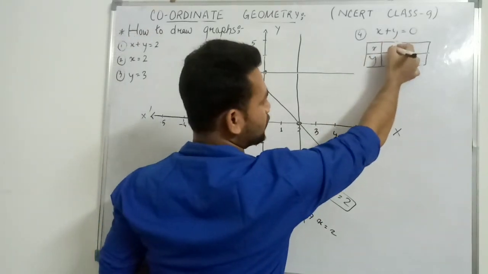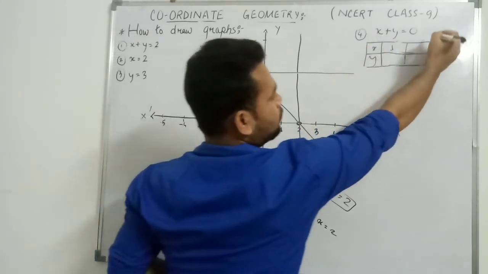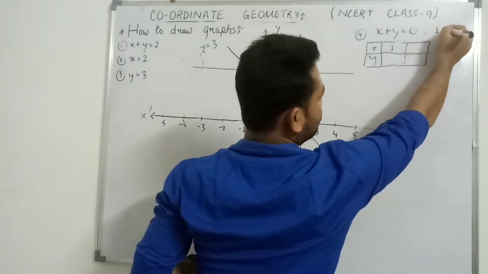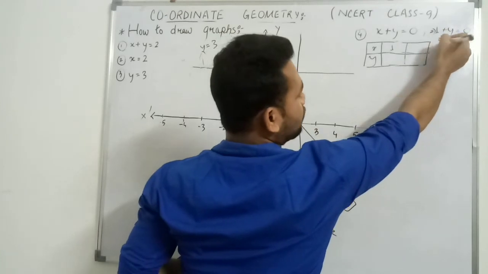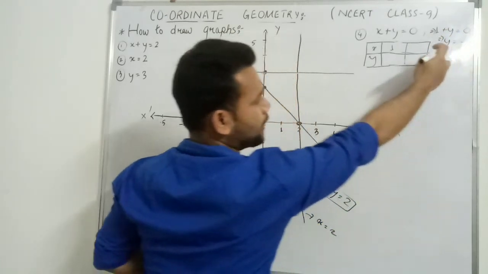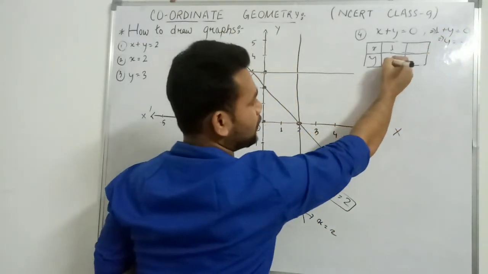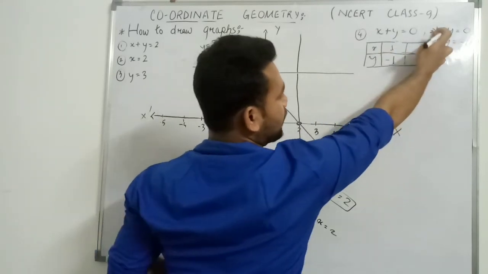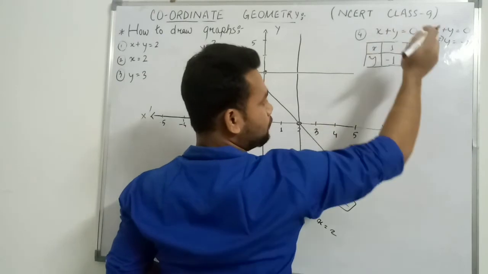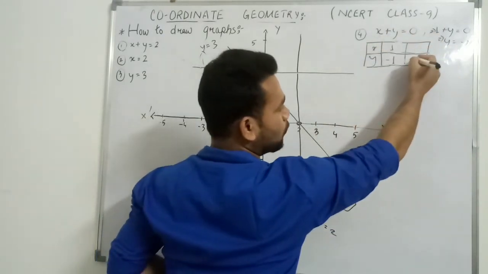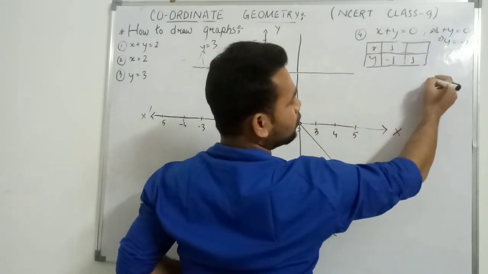Suppose x का value 1 put कर दिया. अभी x का value 1 put करने से देखिए, x का value 1 put कर दिया तो plus y equal to कितना होगा? 0 हो गया ना. तो मतलब y is equal to what? Minus 1. तो y कितना मिला? Minus 1. जब x 1 होता है तो y कितना मिला? Minus 1 होता है.